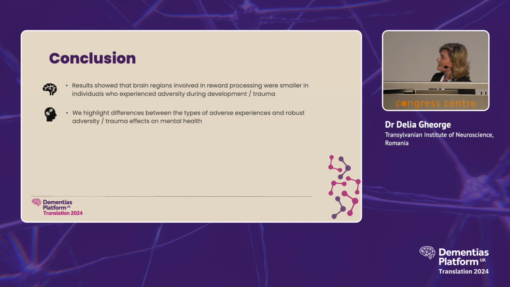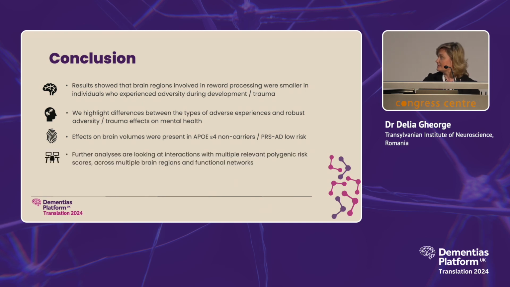How do we get there? It's important that there are robust effects with mental health as well, so maybe that's a route that we need to follow so that we can understand these differences. And of course, the effects on brain volumes were present in participants with low risk of Alzheimer's disease and ApoE4 non-carriers. Now, even in preclinical populations, these genetic effects could be apparent on the brain, so there might be some sort of masking effect there. But as I said, we need to carry on and understand this better.